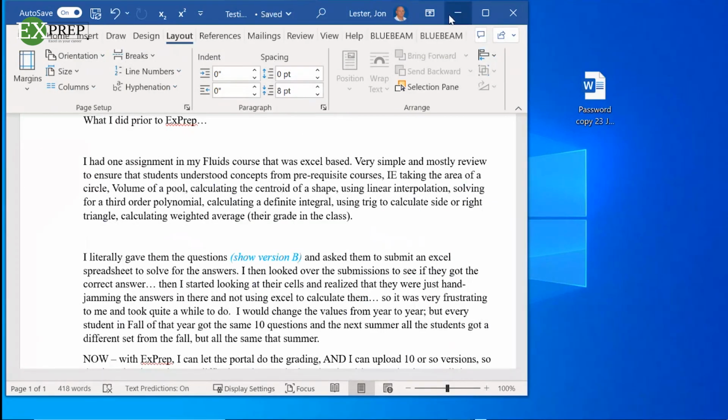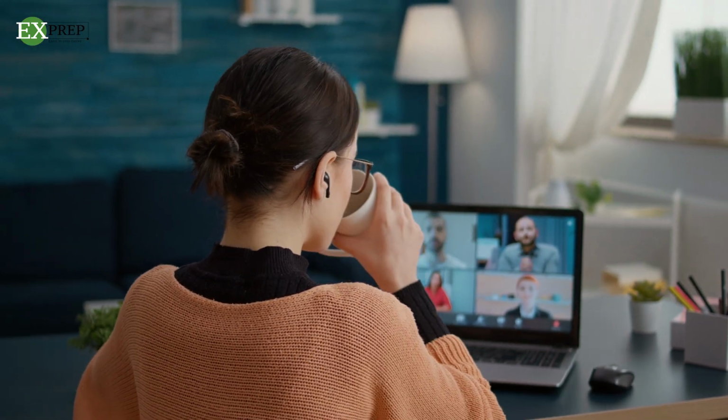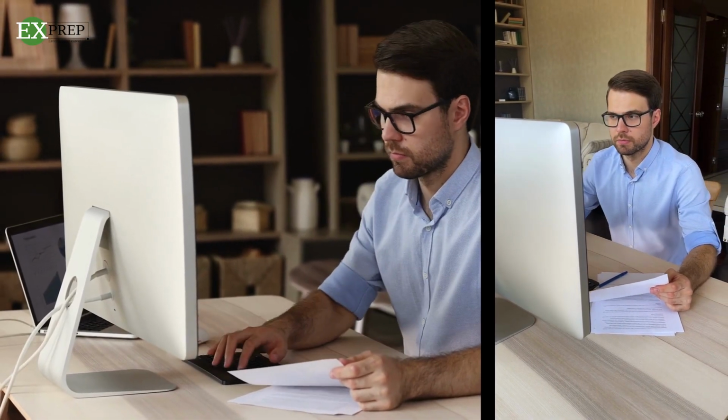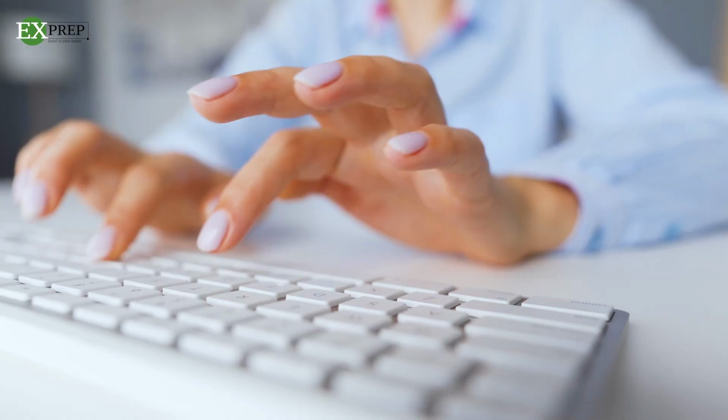So that's pretty much all I wanted to share. I literally asked them to do all that type of stuff, and they submitted it, and I would look over their answers, and I would see that okay, they got this right, they got that wrong, and so forth and so on. And then I started nitpicking, looking into their Excel spreadsheets to determine, okay, did they calculate it the way I wanted them to? And so I would have to take off half a point for that one because yes, they got the right answer, but they literally just typed in the number.